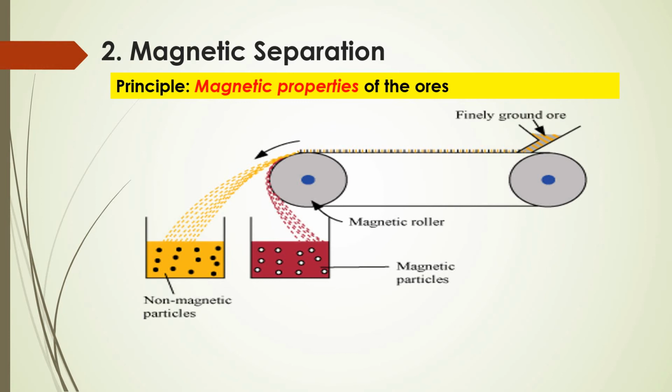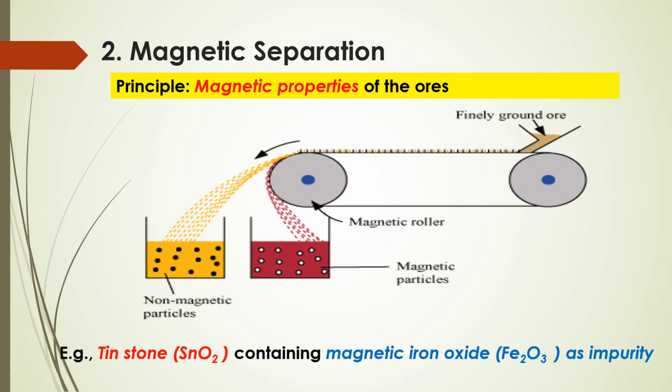For example, this magnetic separation is used to concentrate tin stone, oxide of tin, containing magnetic iron oxide Fe2O3 as impurity. Over here iron oxide is the impurity, whereas tin is the desired ore. But this iron oxide, once separated, can again be taken to extract iron from it. So this process can be used to concentrate both iron as well as tin oxide ores.